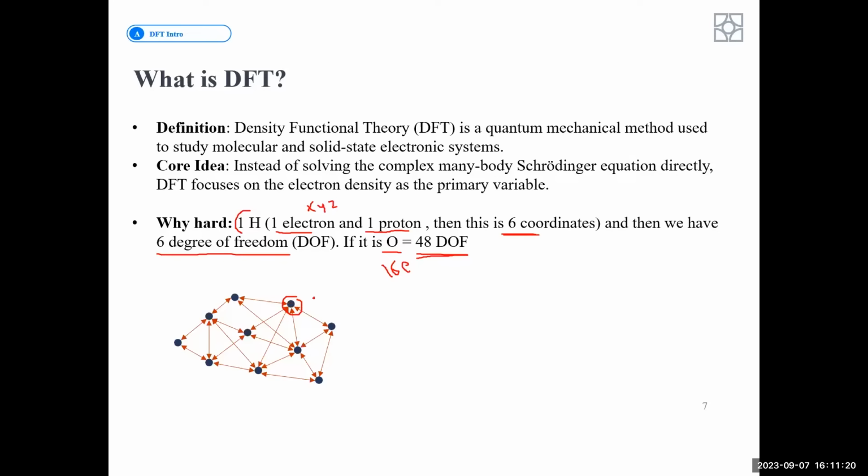If I put 2 electrons, okay? If I put this electron with this electron, then they would be interacting with each other. How about if I add one more electron? Then I would have this interaction with this, and this interaction with that. How about if I put one more? Then it's getting really complex.